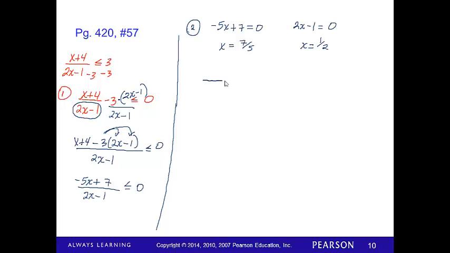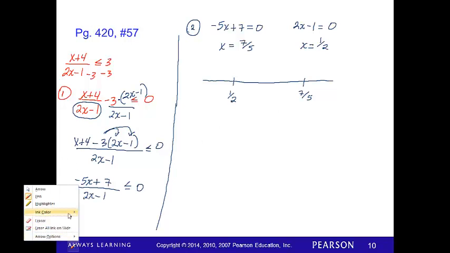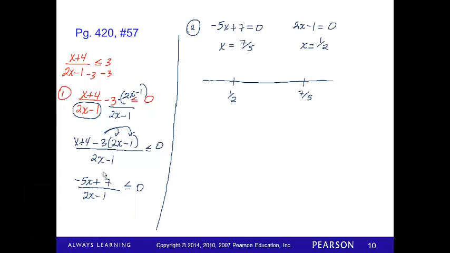And then we draw a number line. And we place these values on the number line. So 1/2 will come before 7/5. Now we need to talk about whether it's a parentheses or a bracket. So let's start with the denominator, that 2x minus 1, which came out to be 1/2, right? Can you divide by 0? The answer should be no, which means you'll never put a bracket on this x.